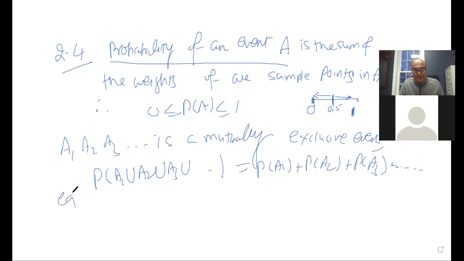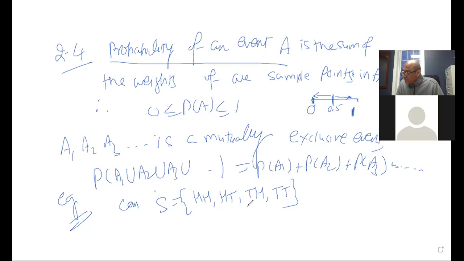Then the next one, let me give you an example. A coin is tossed twice. One coin is there and you need to toss that coin twice. What is the probability that at least one head occurs? So your sample space is, if you are tossing the coin twice, you may get both heads, you may get one head and one tail, you may get one tail and one head, or you may get tail and tail, no head.